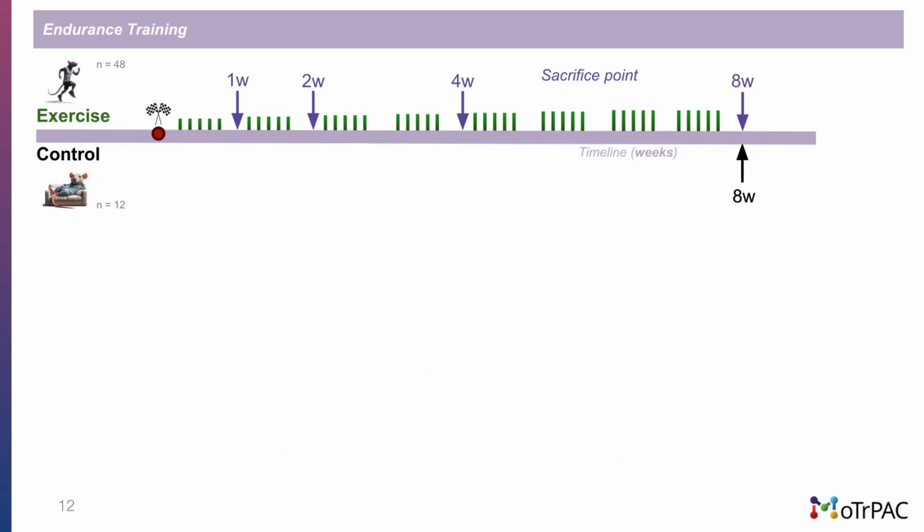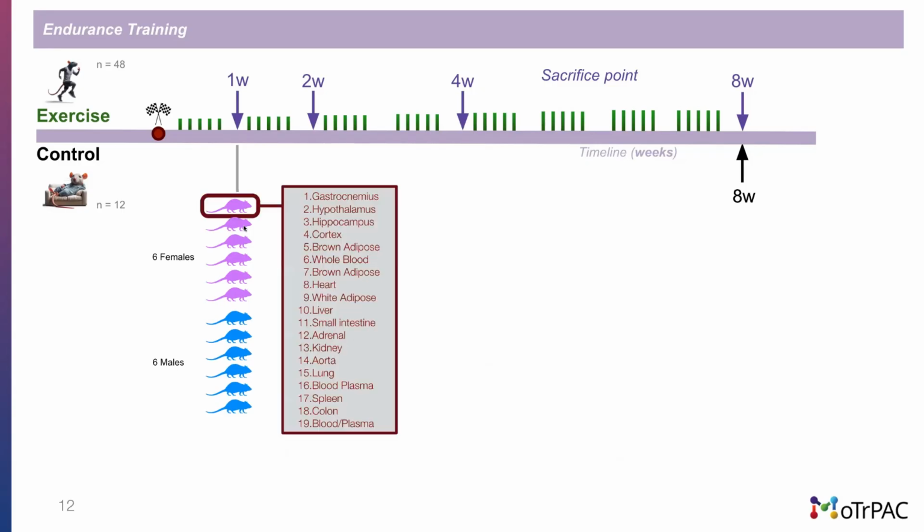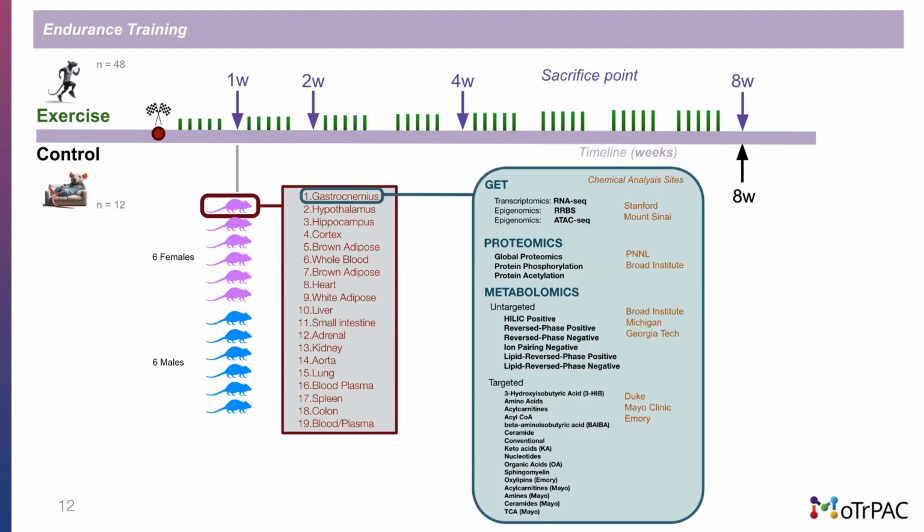So let me give you a little bit more detail so you visualize what we are collecting here. Again, 48 rats are going to be running every day, and after 1 week, boom, we sacrifice the first 12 rats, 6 females and 6 males. When we sacrifice these rats, the animal centers do this incredible job of extracting all these tissues. For these tissues, we are going to do a number of omics assays, with 10 different labs, as I told you. We have the transcriptomics and the epigenomics at Stanford and Mount Sinai. We have the proteomics done at PNNL and the Broad Institute, and then we have metabolomics, targeted and untargeted. All these centers are listed on the screen.